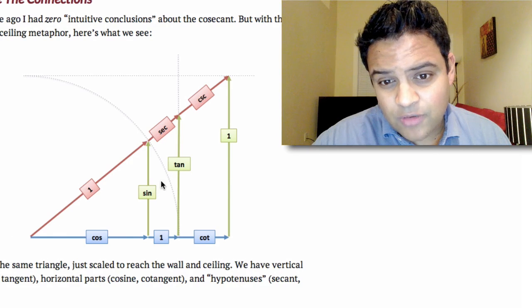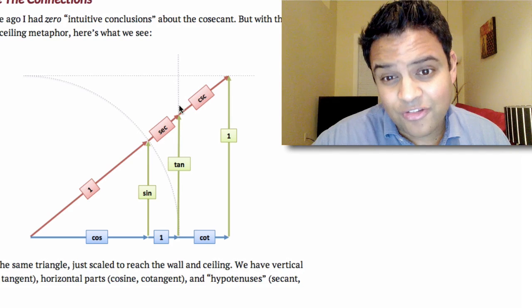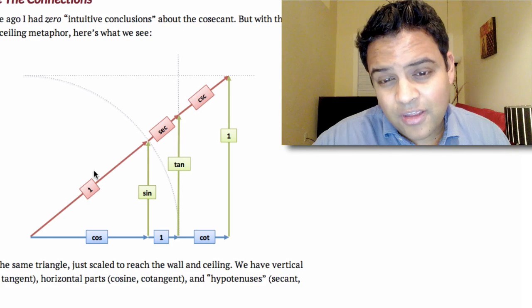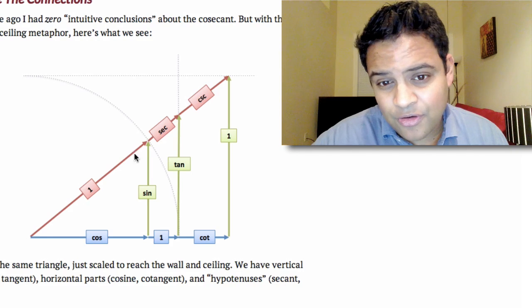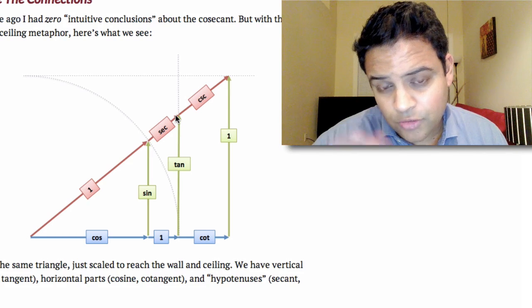Sine kind of goes to tangent, right? So it gets a little bit higher, and tangent is just the name of the height on the wall. And then secant is the kind of hypotenuse. It's just the ladder distance to the top of the screen.